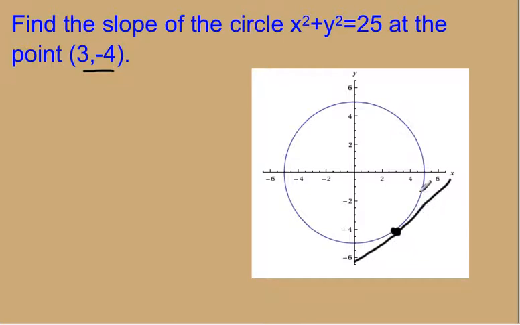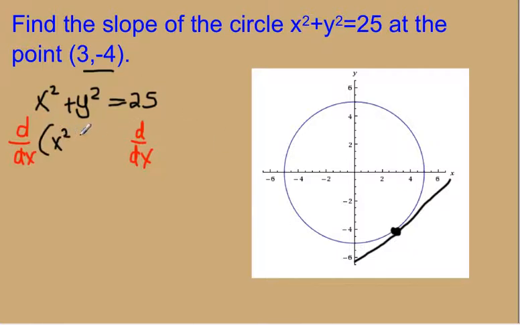Okay, so the first thing we're going to do is take x squared plus y squared equals 25. I'm going to differentiate with respect to x, and I'm going to differentiate both sides. So I've got d over dx. Then I'm going to take the derivative of x squared plus y squared, and I need to pay attention to which variable I'm differentiating with respect to, and I'm going to take the derivative of 25. When I take the derivative of x squared, that gives me 2x.